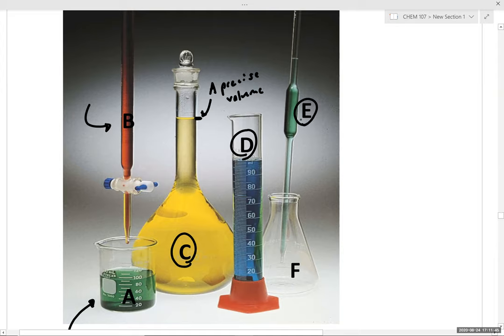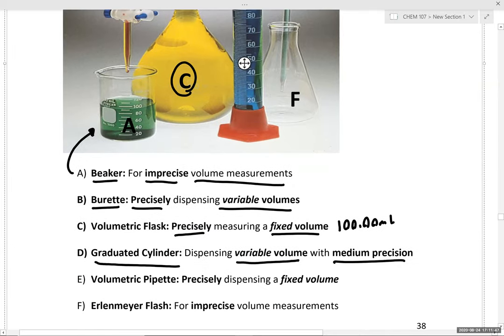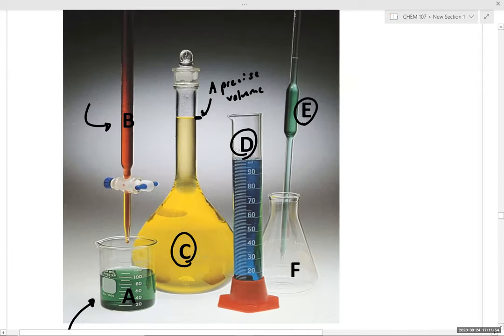Option E is known as a volumetric pipette. It's used to precisely dispense a fixed volume. So again, just like a volumetric flask, it can be filled and it can dispense a precise volume, for example, 10.00 mL, for example.